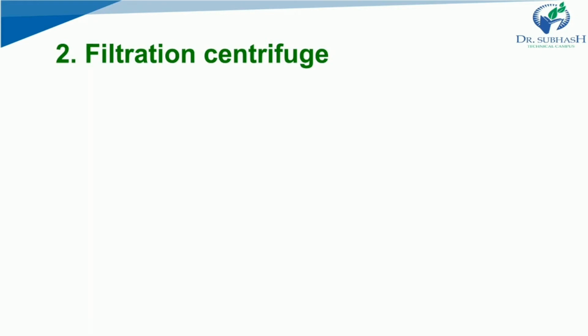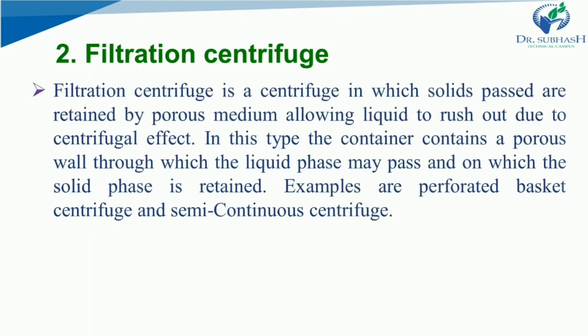Now, the second is filtration. The first one we saw was sedimentation, but the second one is the filtration centrifuge. A filtration centrifuge is a centrifuge in which solid parts are retained by a porous medium, allowing liquid to rush out due to the centrifugal effect. In this type, the container contains a porous wall through which the liquid phase may pass and on which the solid phase is retained. Examples are the perforated basket centrifuge and the semi-continuous centrifuge.